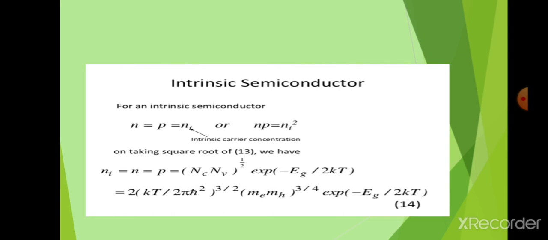For an intrinsic semiconductor, the number of electrons per unit volume in the conduction band is equal to the number of holes per unit volume in the valence band, that is n is equal to p is equal to ni, where ni is the intrinsic carrier density. The relationship of electrons and holes is depicted in the figure which we have shown over here.